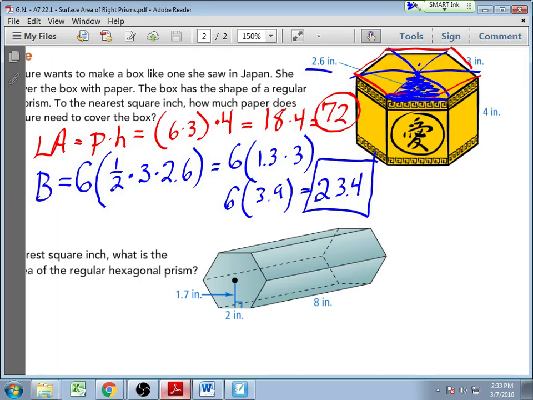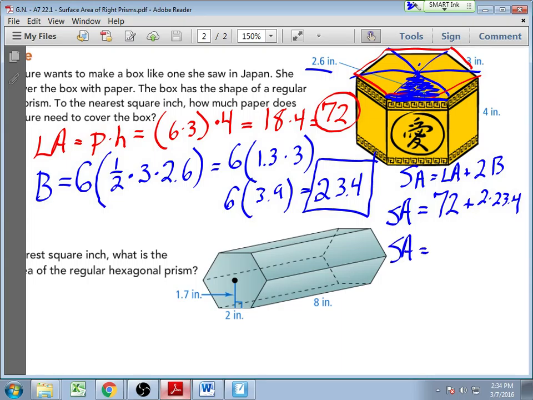So now again, when we set up our final surface area formula, we have the lateral area plus 2 times the big B. That lateral area was 72. That 2 times the big B was 23.4. And if we add all that up, we then get a final surface area of 118.8. And we need to label it. That would be inches squared because all my measurements were in inches.